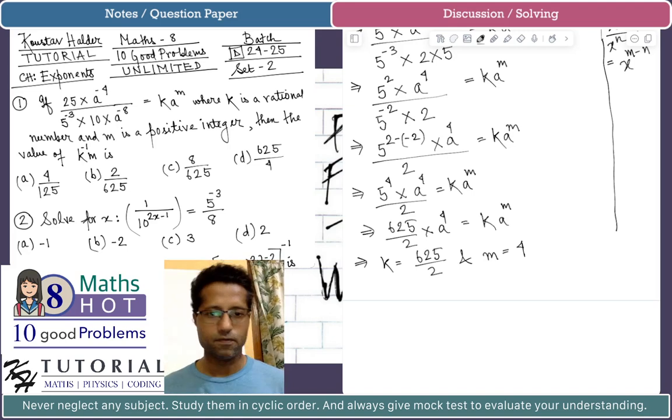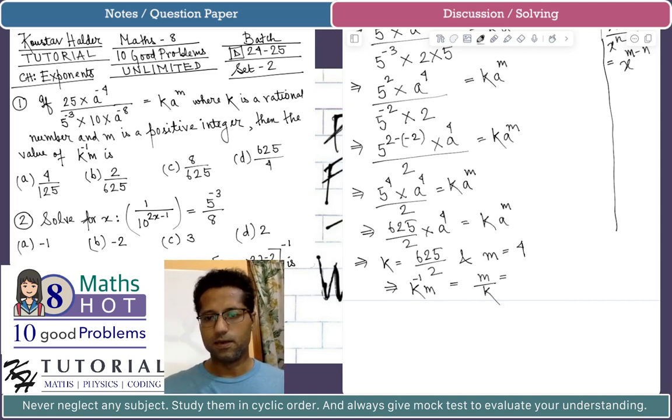Let me quickly check if everything is visible or not. Okay. So we have k equals 625 by 2 and m equals 4. So what is k raised to the power minus 1 multiplied by m? K raised to the power minus 1 means reciprocal of k or multiplicative inverse of k, which is 1 by k. So this is equal to m by k.